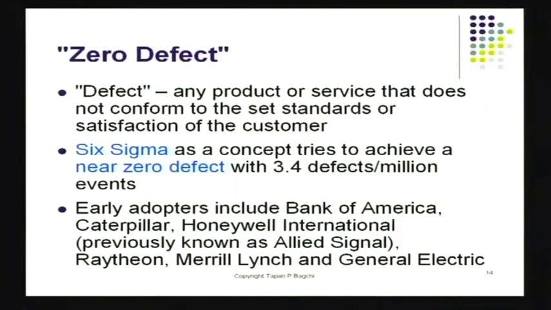Six Sigma does not really lead to zero defects, but it does lead to near zero defects, because you're talking about defect levels which are now parts per million. People who bought this idea early on were Bank of America, Caterpillar, Honeywell, Raytheon, Merrill Lynch and so on. Many of them adopted this approach and ended up improving their process. And I don't have to tell you about General Electric. Jack Welch was one of the biggest champions of Six Sigma.